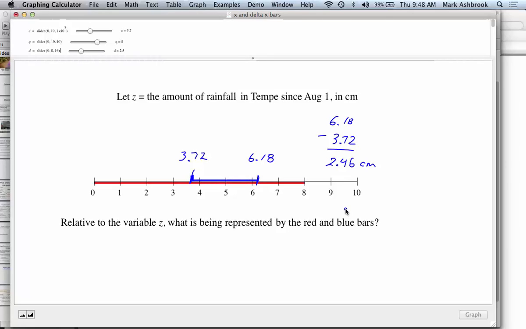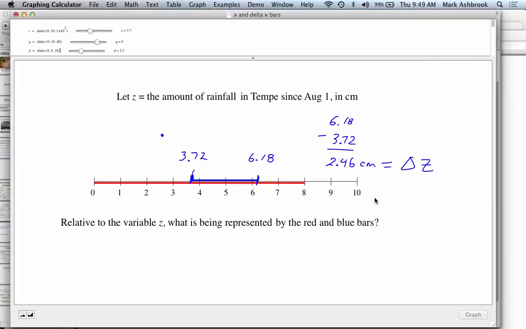which is a change of 2.46. And so the notation we use for that, when we're talking about the change in a quantity, is uppercase Greek delta. That means the change in, and then whatever quantity you're talking about. So that's like a new quantity. Z is the amount of rainfall, just the value of the quantity. And then delta Z is a new quantity that we get from it. So it's a change in Z.